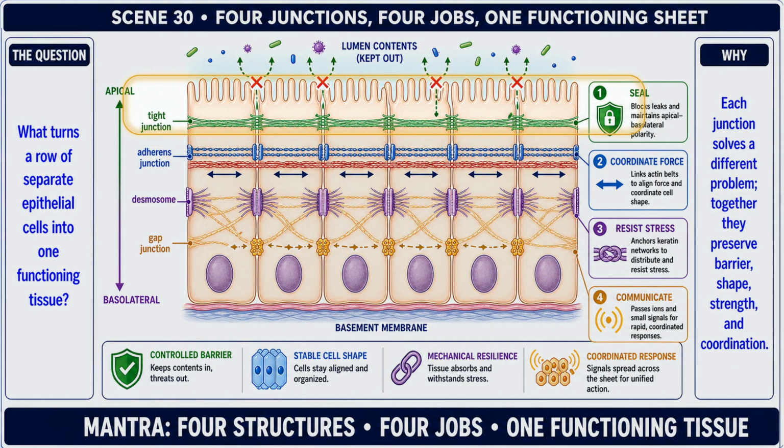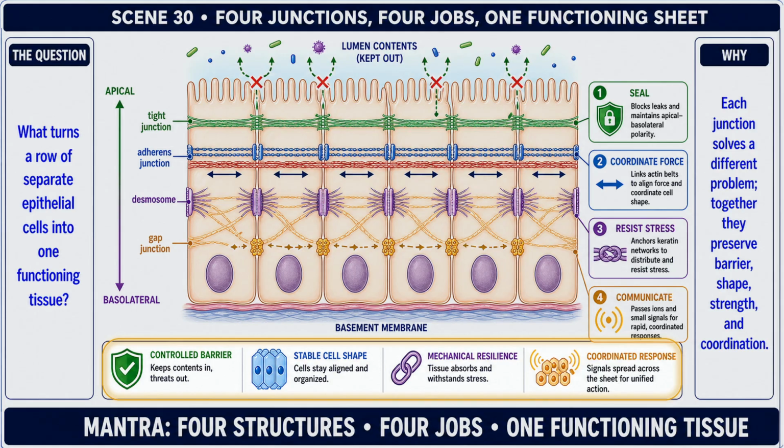At the apical edge, tight junctions control leakage and help preserve polarity. Just below, adherens junctions couple actin belts so cell shape and contractile force remain coordinated. Desmosomes connect keratin networks, spreading stretch through many cells rather than concentrating it at one border. Gap junctions pass ions and small signals, allowing rapid communication.